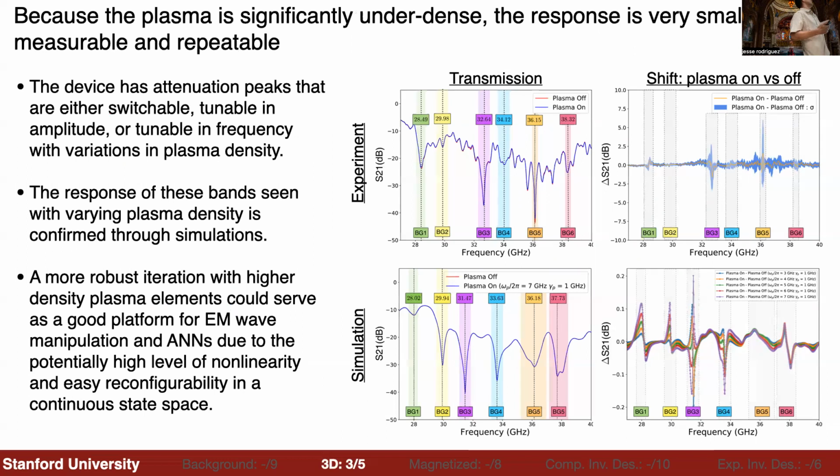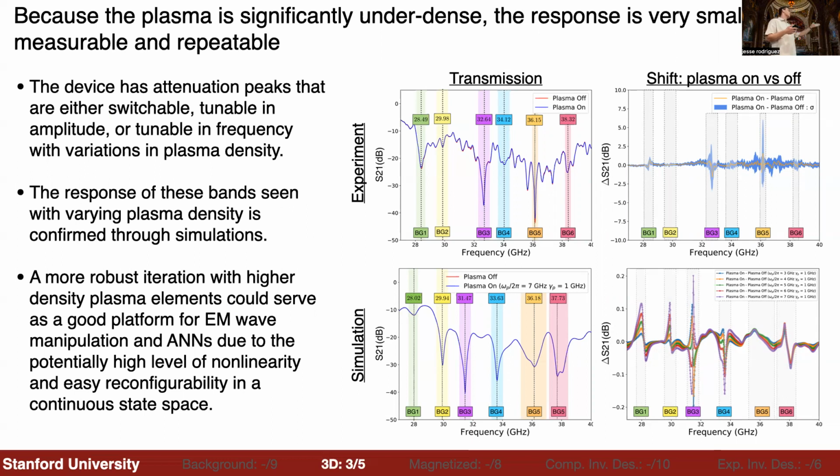You have all these different strong band gaps in this band gap device, and when you turn the plasma on and off, you see these minor shifts of the band gaps left and right, and then also increases and decreases in attenuation on the order of 2 to 5 dB, which isn't huge, but the fact that it's repeatable and measurable sort of is promising because you can achieve this with a really underdense plasma.